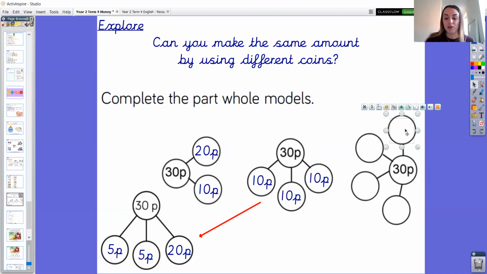Well done, Year 2. So you may have discussed using 10p, add 10p, 20p altogether so far, add 5p. So far we have a total of 25p. Add another 5p, which equals 30p altogether. So as you can see, there are different ways of making the same amount.